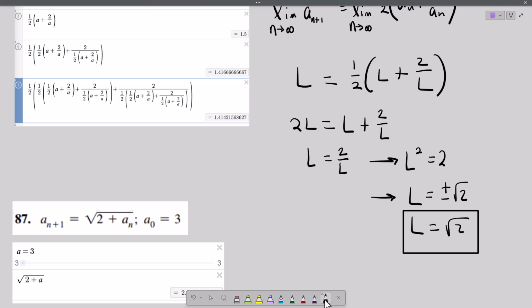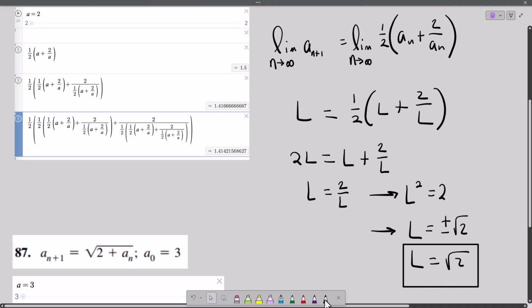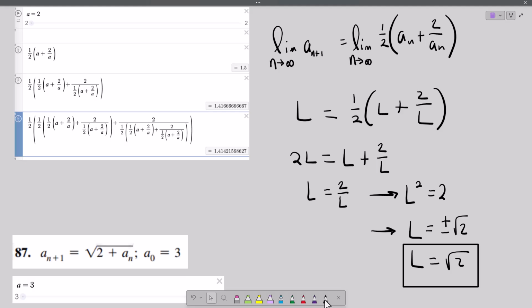So if you have a recursive sequence and you know it converges, you can find the limit by using this technique. And we know that this sequence converges because it's bounded and it's monotonic.